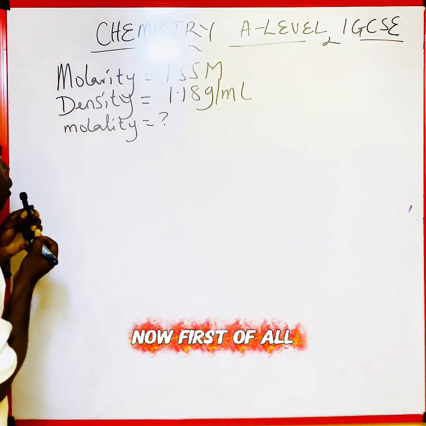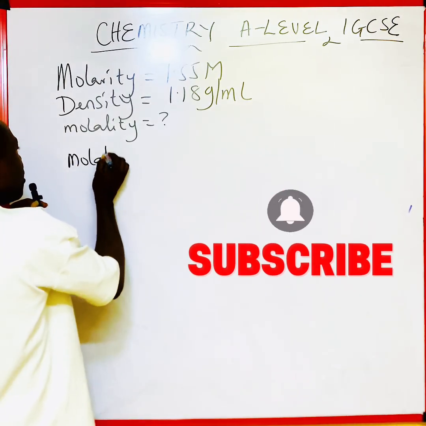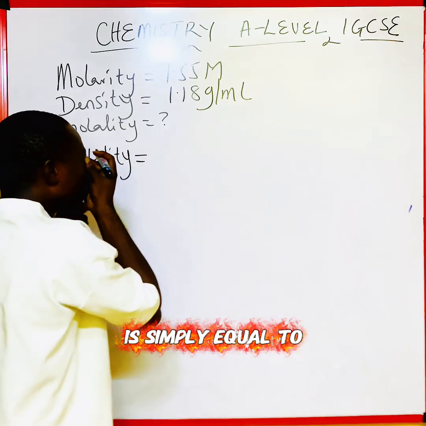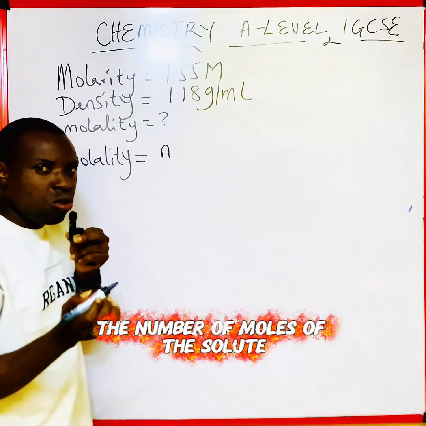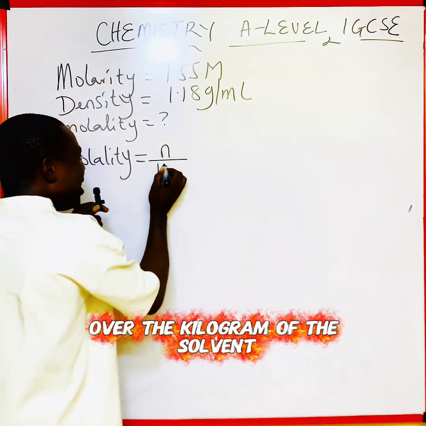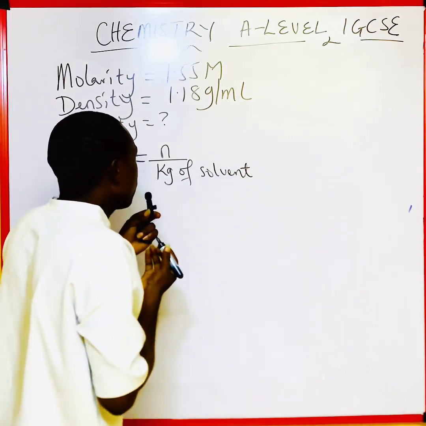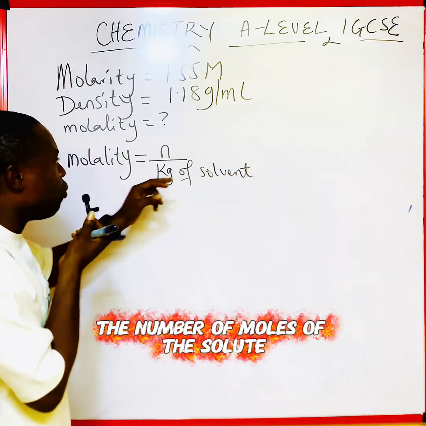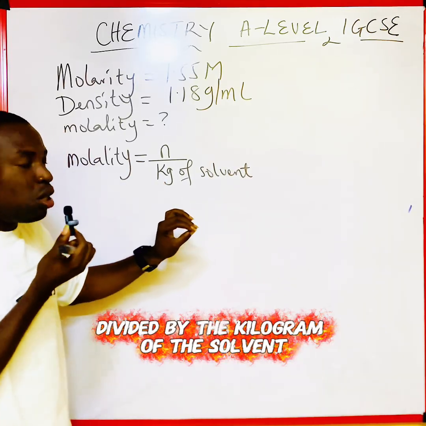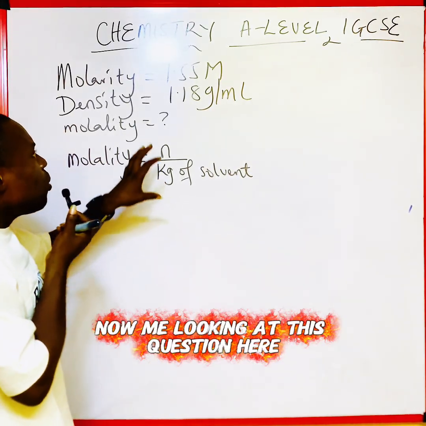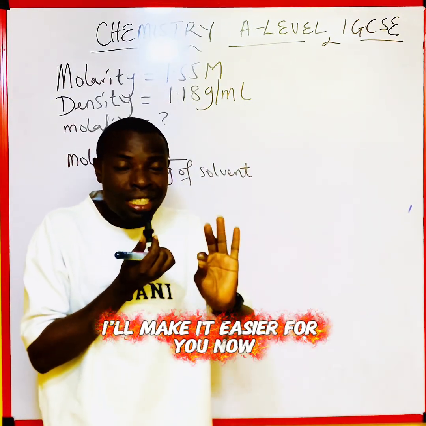Now, first of all, what is the formula for molality? Molality is simply equal to the number of moles of the solute over the kilogram of the solvent. The number of moles of the solute divided by the kilogram of the solvent. Now, looking at this question, a lot of persons can be confused, but that's not the case. Don't worry yourself. I'll make it easier for you.